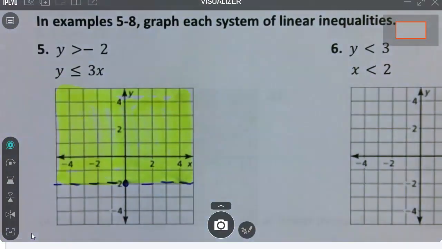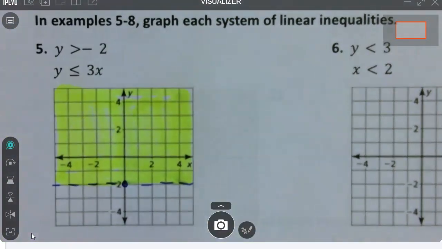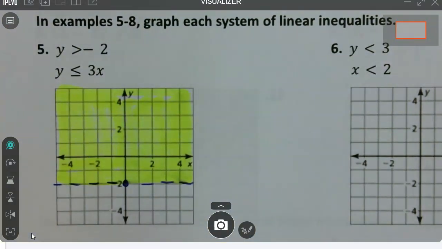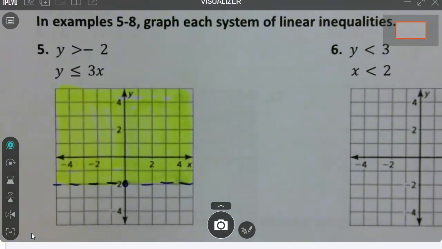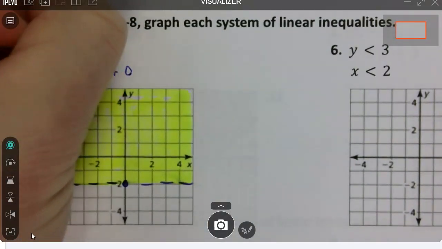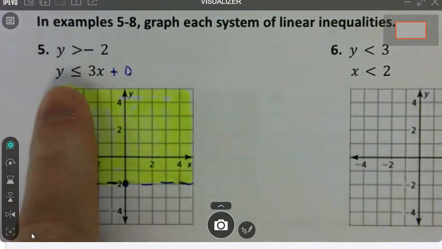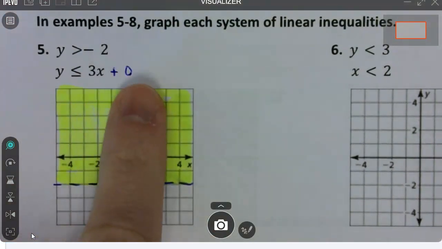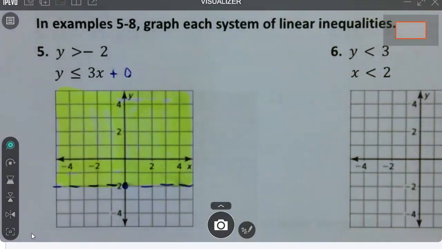Okay, and now we go to the second one, and you see that we have the inequality y is less than or equal to 3x. Now remember, if you're thinking, well, where's the y-intercept? If it looks like it's not there, that just means it's at 0. So yes, it is in y equals mx plus b form. Our b just happens to be 0.